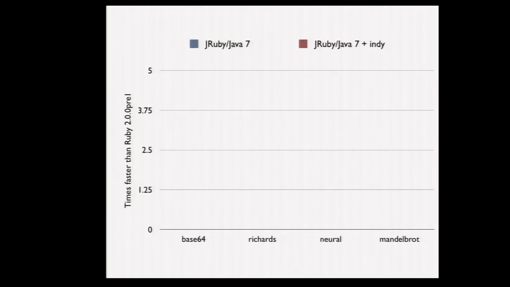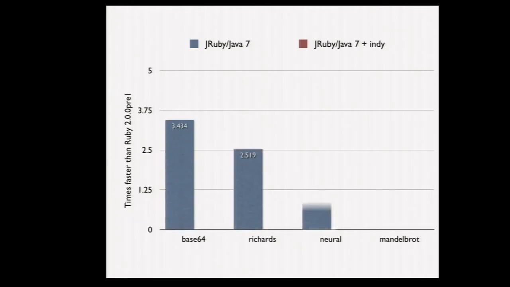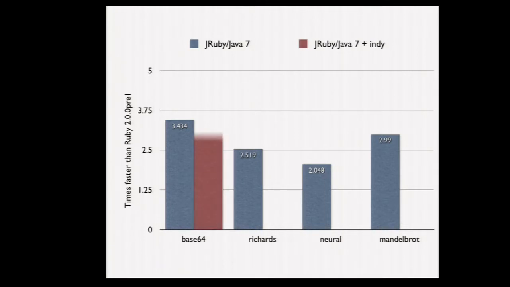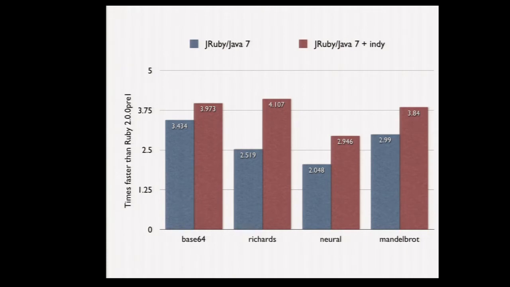Base64 is just doing a Base64 encoding. Richards is kind of like a kernel event pipeline simulator. Neural network is like a neural network 101 implementation, and Mandelbrot is just a fractal. So here is JRuby, how many times faster than MRI it is on these different benchmarks. And then InvokeDynamic, again, by being able to give the VM a more static view of the system, it's able to take that and run with it and do a lot better optimizations.